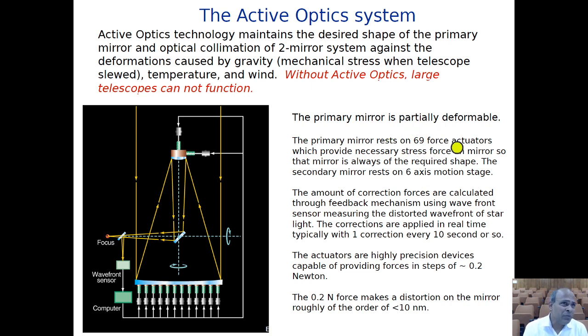So of course this primary mirror is partly deformable, not fully deformable as in the case of an active optics telescope, where the aspect ratio is even higher. So this rests on 69 force actuators, which provide the necessary stress force on the mirror, so that the mirror is always of the required shape, and the secondary mirror rests on 6-axis motion stays. So 3 in translation, x, y, z, and 3 in rotation. So there are 6 motion stays possible in the secondary mirror.